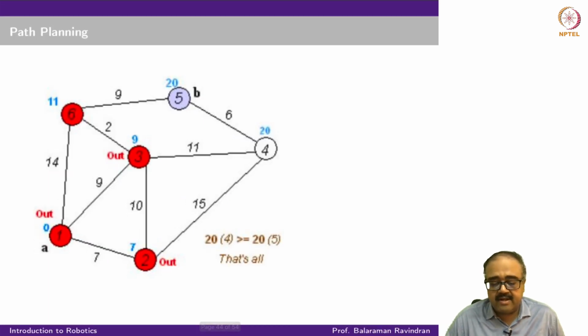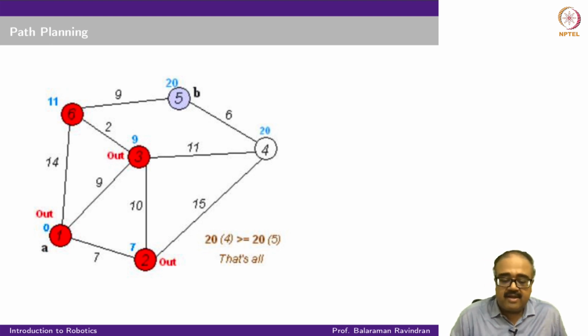So 6 is done, and we are actually done completely, right? Because the other node I have to look at is 4, and the other is 5, but 5 is what I am interested in. So I have reached 5, and there is no way I can get to 4 better than 20, because getting to 5 already needs 20, and vice versa. I can't get a cost better than 20 to reach 5, because to reach 4 itself I need 20, right? Now this is done, and so what is the best path to get to 5?